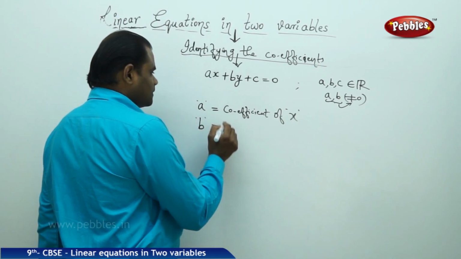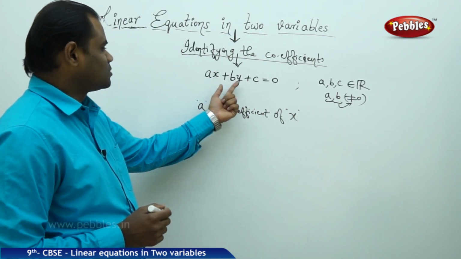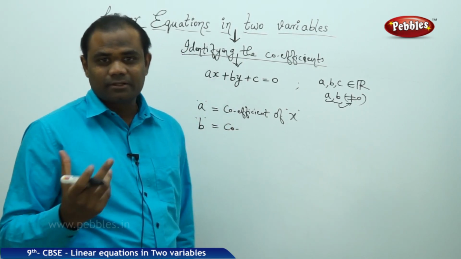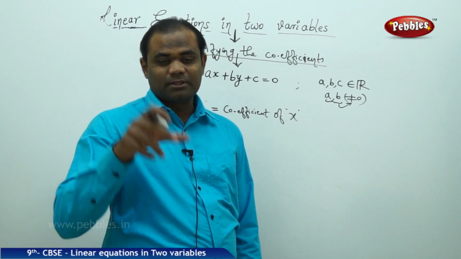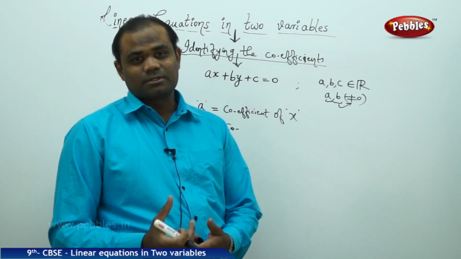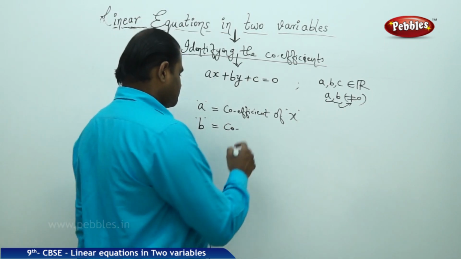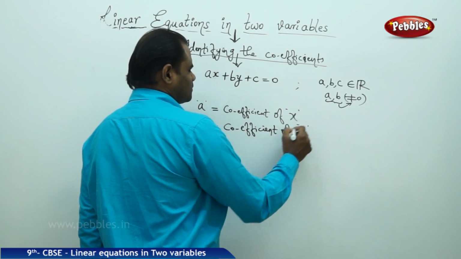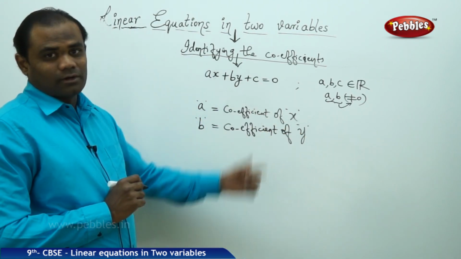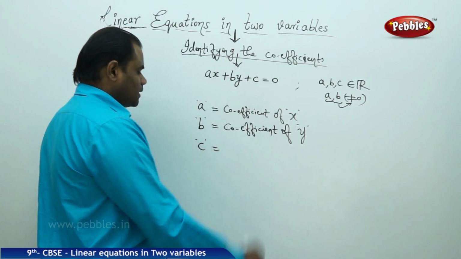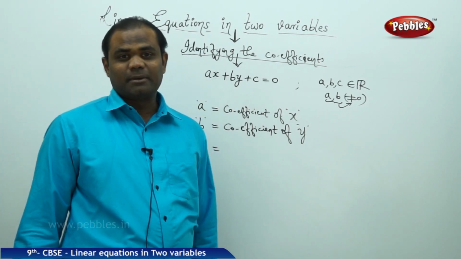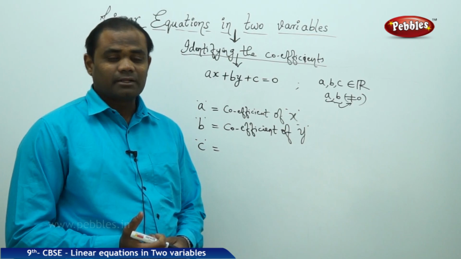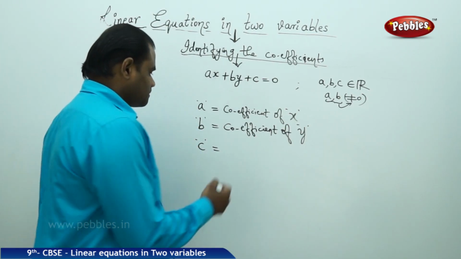B, the next coefficient being b, is clearly understood to be the coefficient of y. Therefore, in order to identify the value of b in the given problem, I pick the coefficient of y and then that forms the value of b. Finally, it's about finding the constant c. So when I would like to find the value of c, I pick the constant value in the given polynomial or in the given equation, and that acts as the value c.